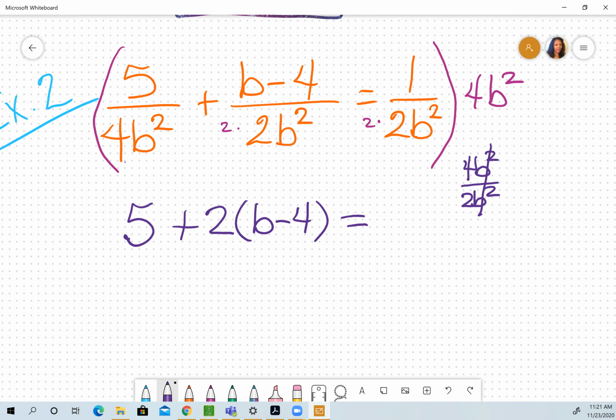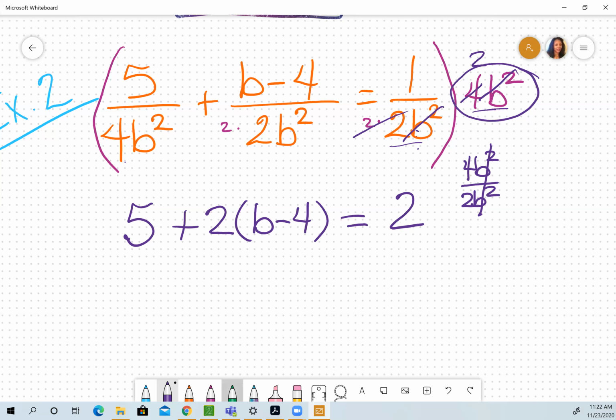And if I'm going diagonally here, once I cross out 4b squared divided by 2b squared, I'm left with the 2, and the b squared goes away as well. So 2 times 1 is simply 2. My whole goal was to get rid of that denominator, but I had to first decide what's the common denominator between all 3 fractions?